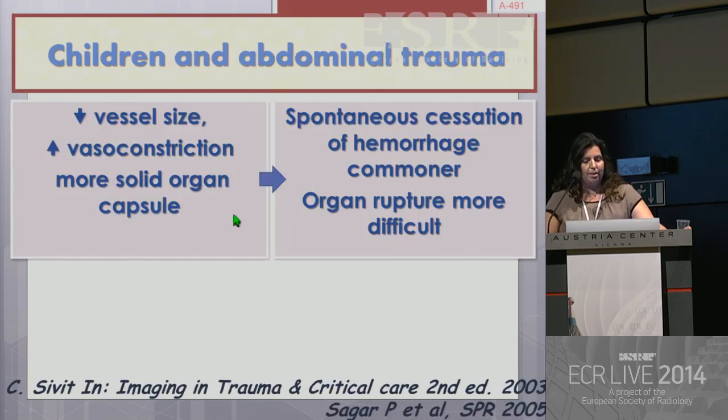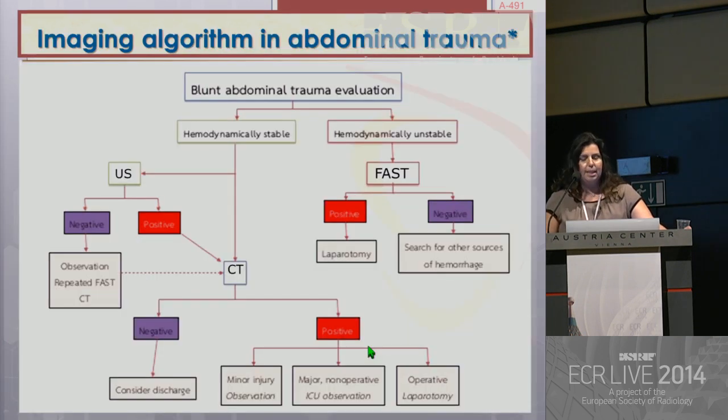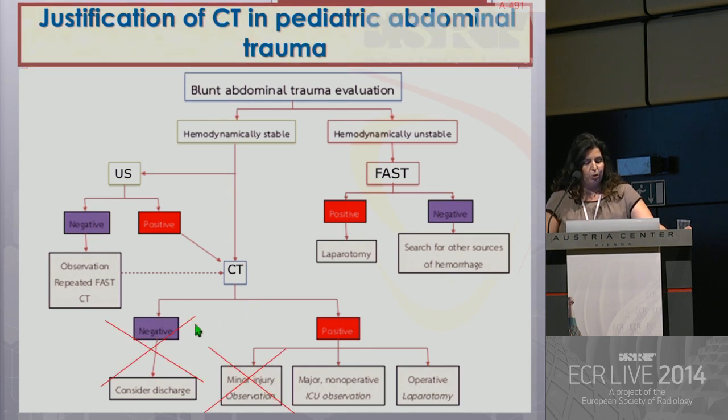The good news, as Dr. Mille said, is that children tend to stop bleeding spontaneously because of small vessels and strong vasoconstrictive mechanisms. And although most of the children that we will image will be treated non-operatively, we need to do some form of imaging. The algorithm of adult abdominal trauma is obsolete in children. Yes, we do perform FAST for unstable children, but we need to reduce the number of negative abdominal CT scans and the number of CT scans that only show minor injuries.